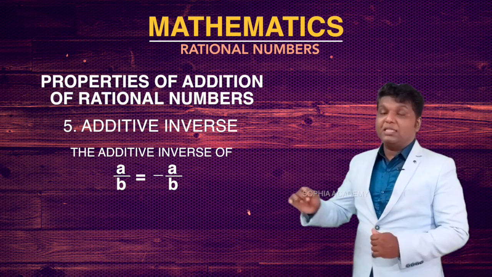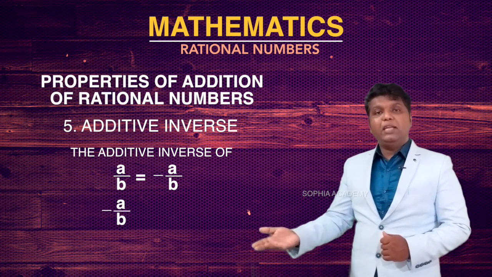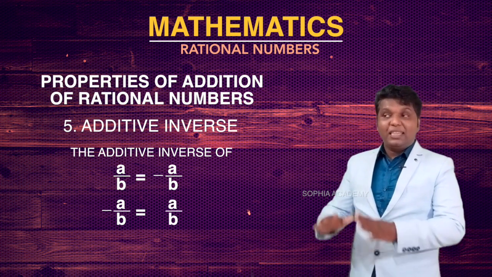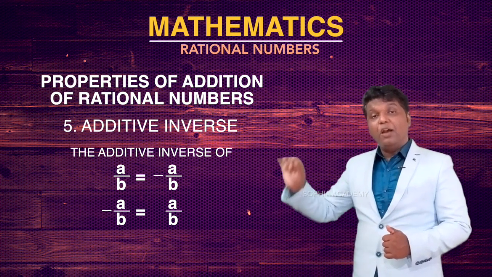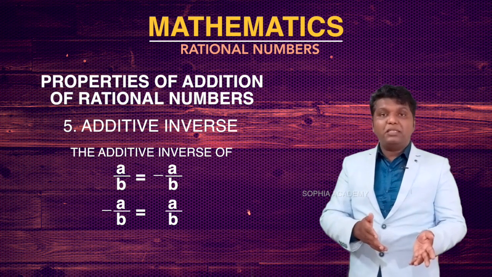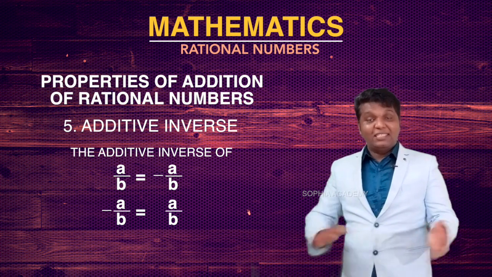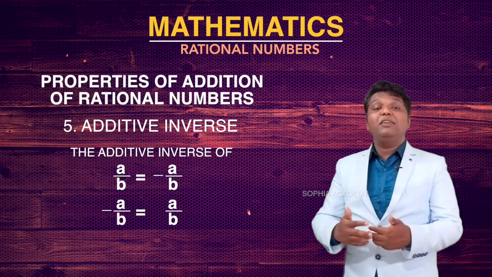So if I'm asking you what is the additive inverse of minus a by b, it will be plus a by b. That means the additive inverse of minus 2 by 3 is plus 2 by 3, and the additive inverse of minus 5 by 7 is plus 5 by 7. Just change the sign. That is what we call the additive inverse.